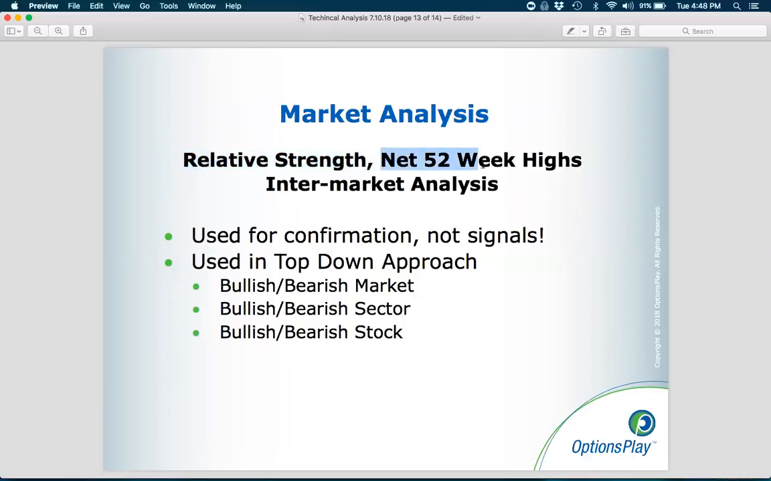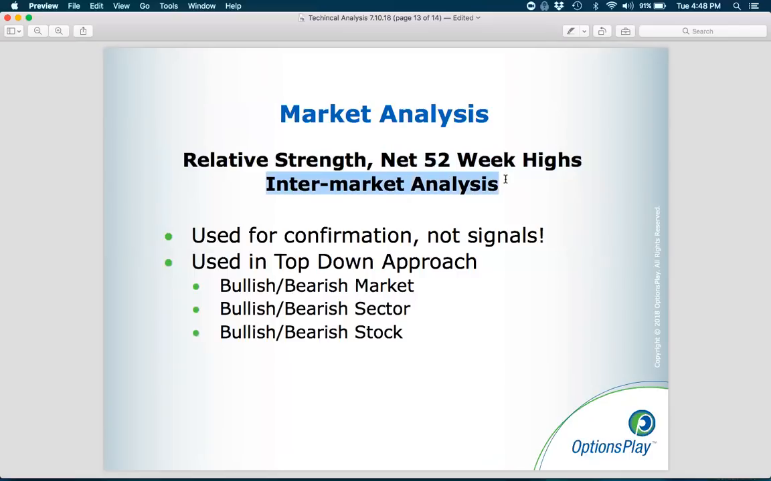The other thing you can look at is things like net 52-week highs. How many stocks have hit new 52-week highs versus new 52-week lows? Is that number of stocks at its all-time highs? These are all different types of things that you can use to look at the overall market.